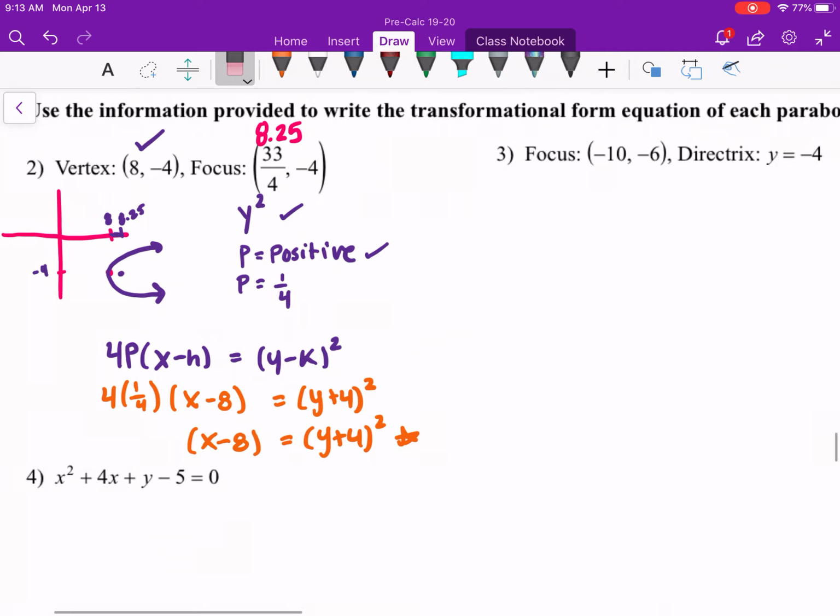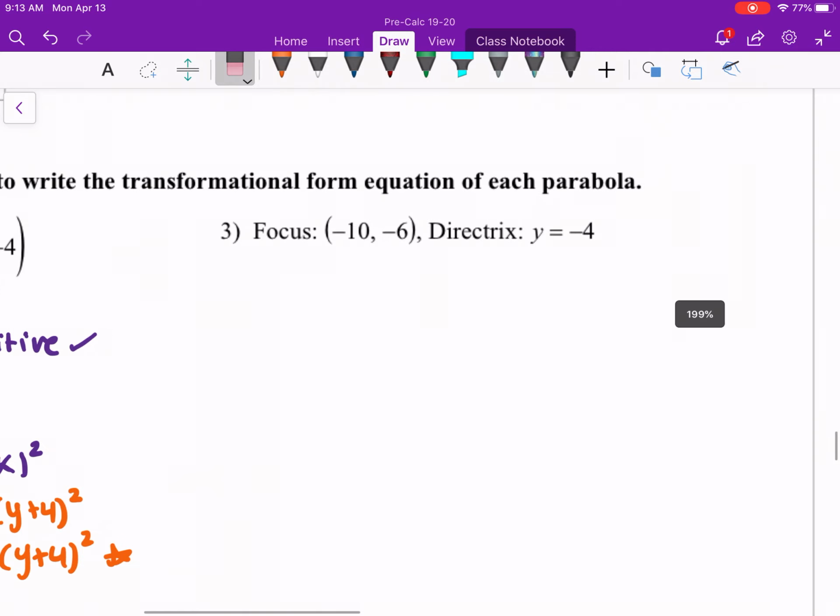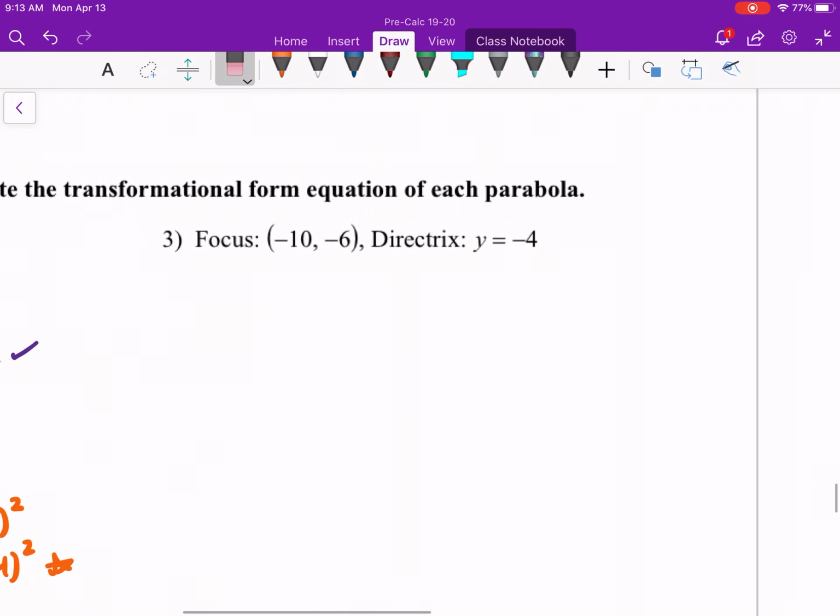Okay, moving on to number 3. Number 3, we are given our focus and our directrix, so we need to use this information to establish what our vertex is. And then once we know our vertex, because we have the focus and the directrix, it should reveal what that distance P is. And then once we know how our parabola is oriented, then we can write the equation.